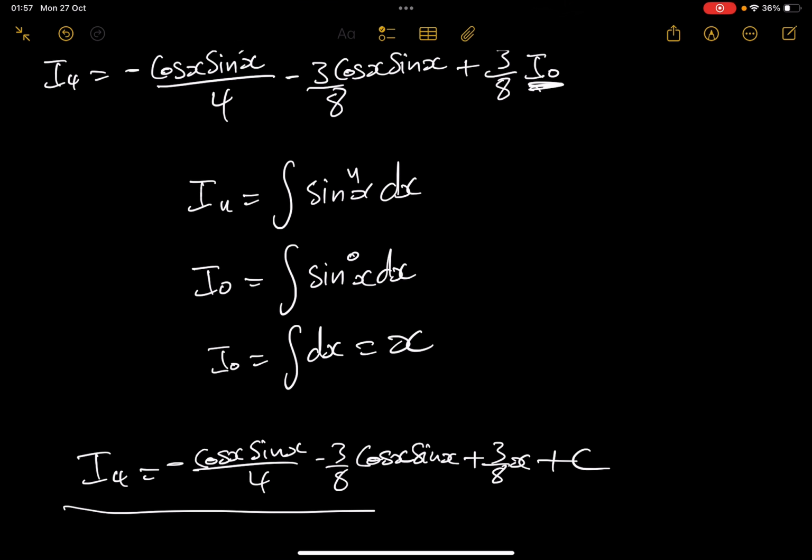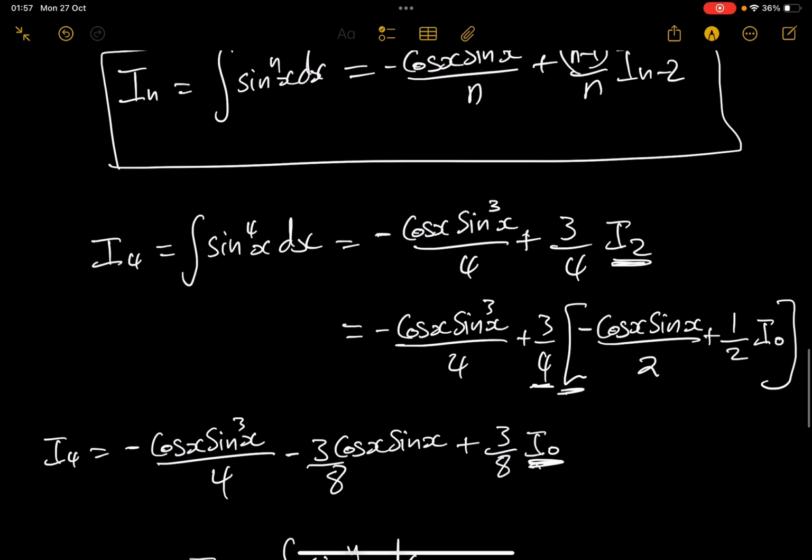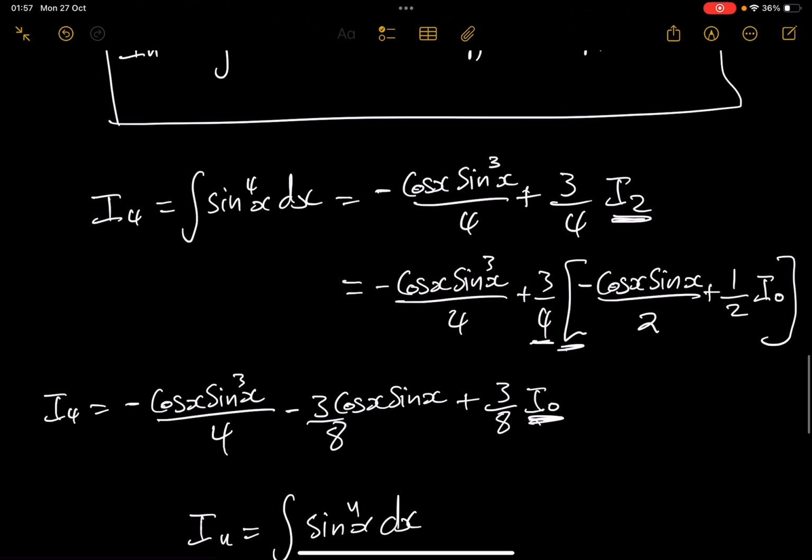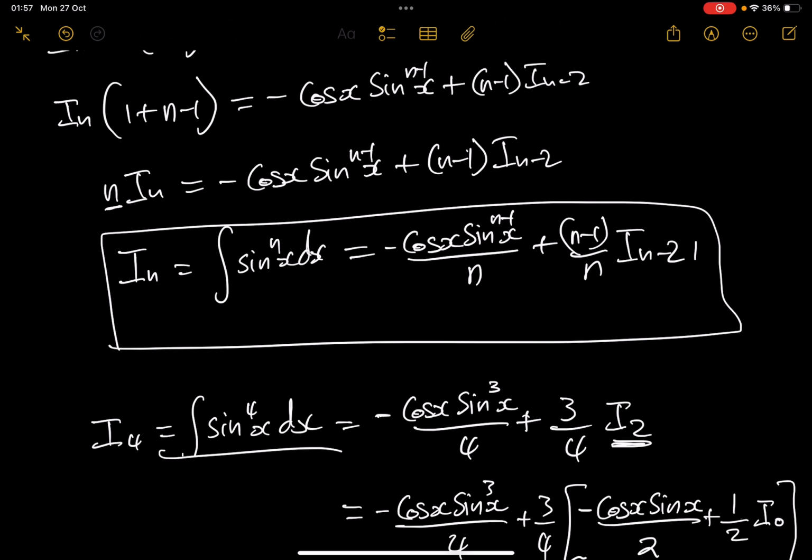So that's how we can evaluate sine raised to the power 4 using the reduction formula. This is plus c because it's an indefinite integral. This is the most important formula.